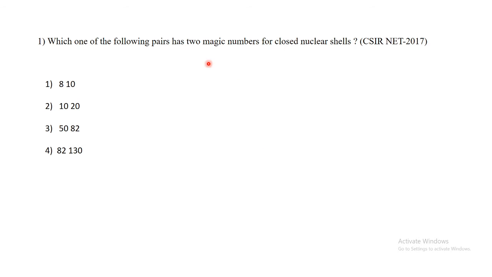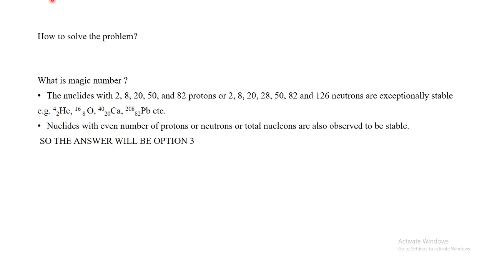So next we have, which one of the following pairs has two magic numbers for closed nuclear shells? This question appeared in CSIR Net 2017. So we have been given four options: 8, 10; 10, 20; 50, 82; 82, 130. So how to solve the problem?